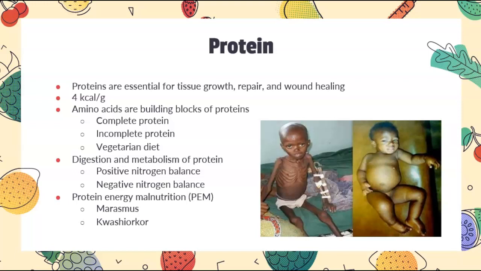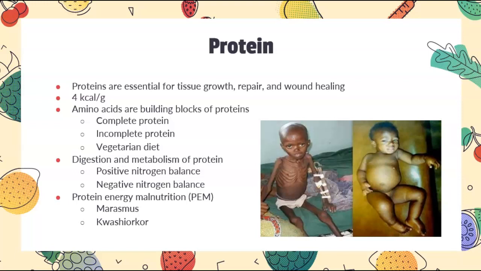Digestion and metabolism of protein. Protein-containing foods are the body's only external source of nitrogen. Nitrogen balance is achieved when the amount of nitrogen or protein taken in is equal to the amount of nitrogen excreted in the urine. A positive nitrogen balance is when more nitrogen is taken in than is excreted. The body is building more tissue, or anabolism, than breaking it down. This is seen during periods of growth, such as infancy, childhood, adolescence, and pregnancy.